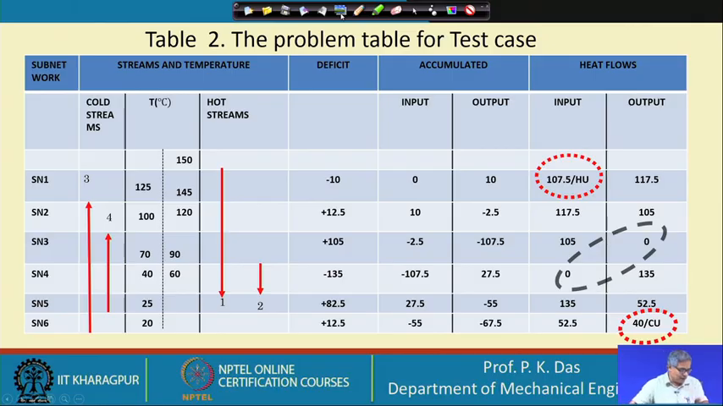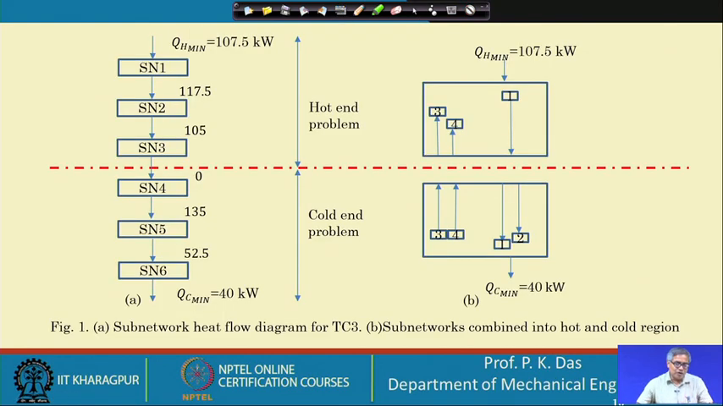So, if you have understood the problem table method, let us go to the next slide. What we have got here is that subnetwork 1, subnetwork 2, subnetwork 3 are above the pinch point. The red line is the pinch point. Okay. So, this is the red line, this is your pinch point.